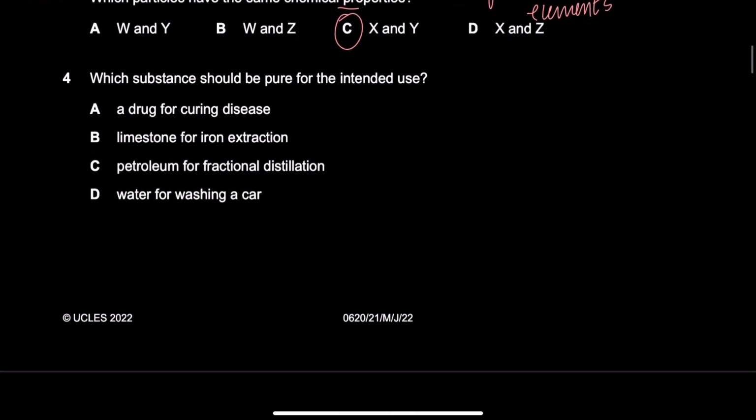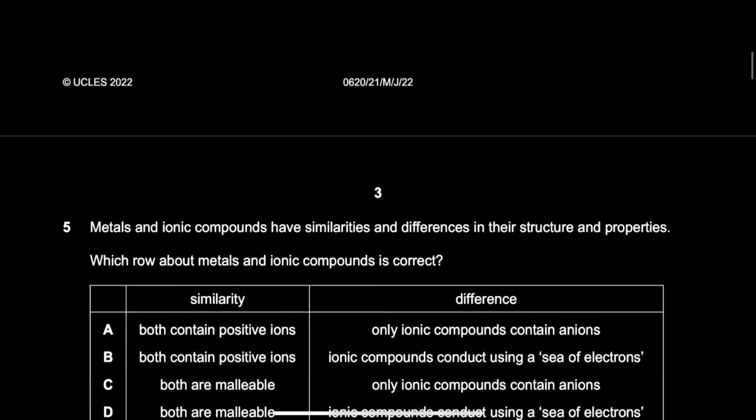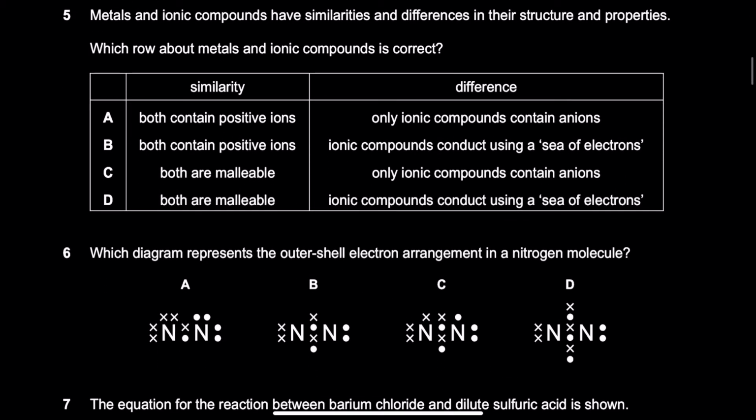We're not talking about ions when we're talking about chemical properties of elements. Okay. Which substance would be pure for the intended use? A drug for curing disease. Obviously, this will be pure. If you don't use a pure drug for curing disease, it's literally a general question, you're gonna kill a patient, right? So A is the right option. Don't even have to look at the others.